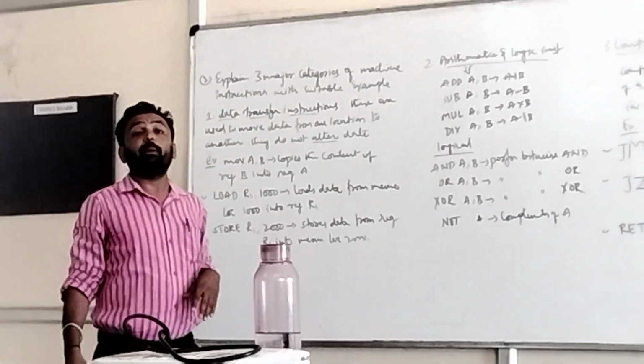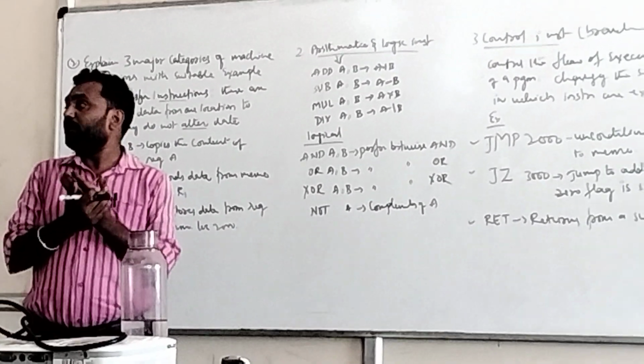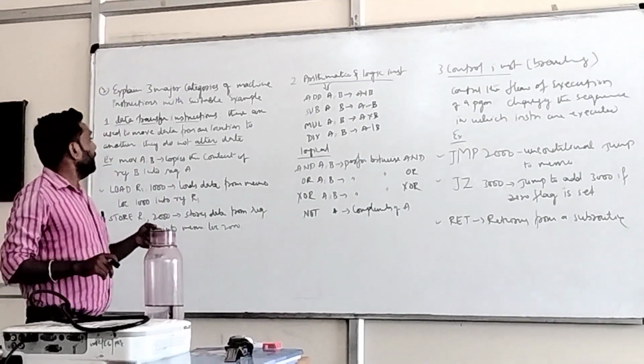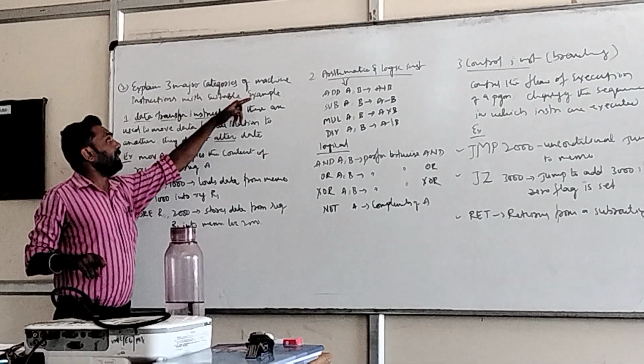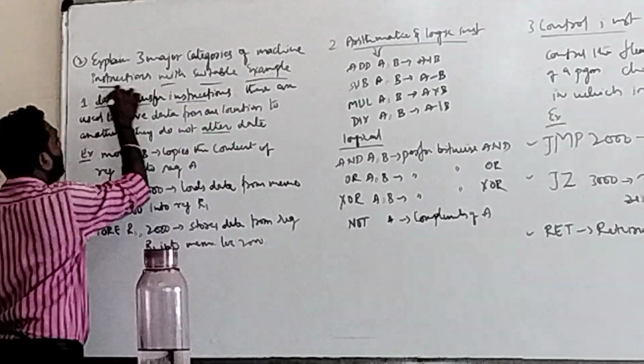We already discussed memory organization and main memory. The main memory is also called RAM, and how it organizes the data. Now the next question: explain three major categories of machine instructions with suitable examples.